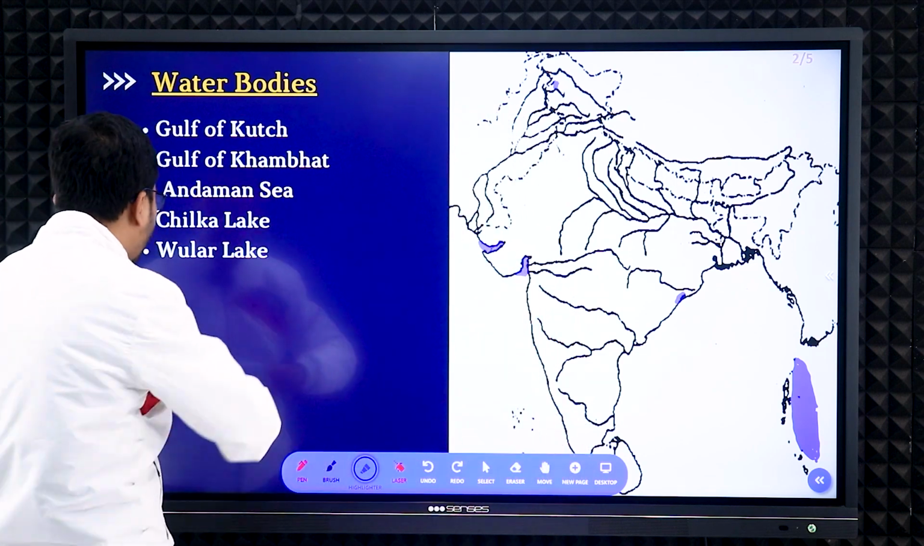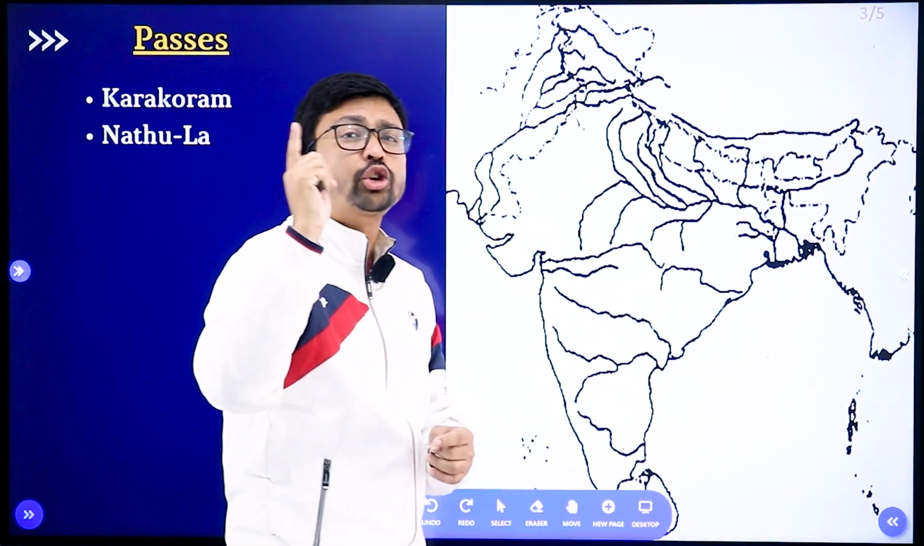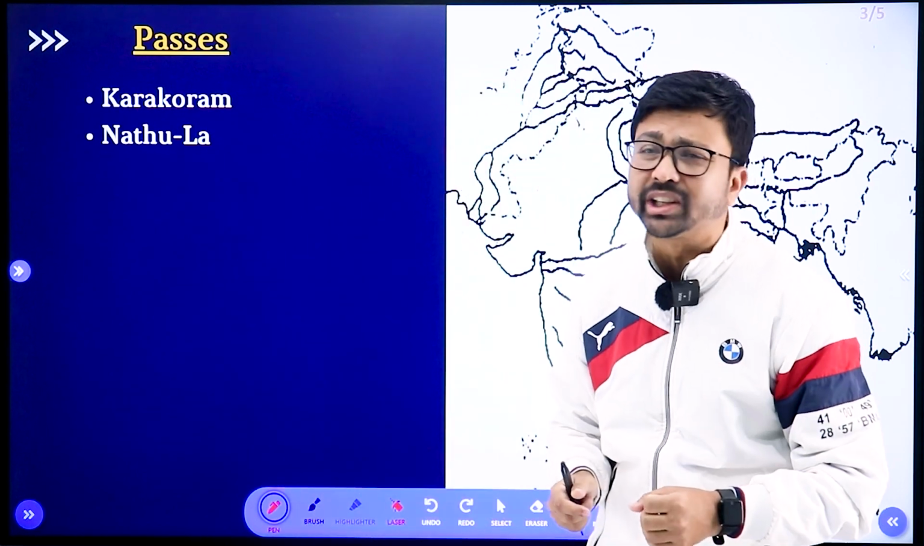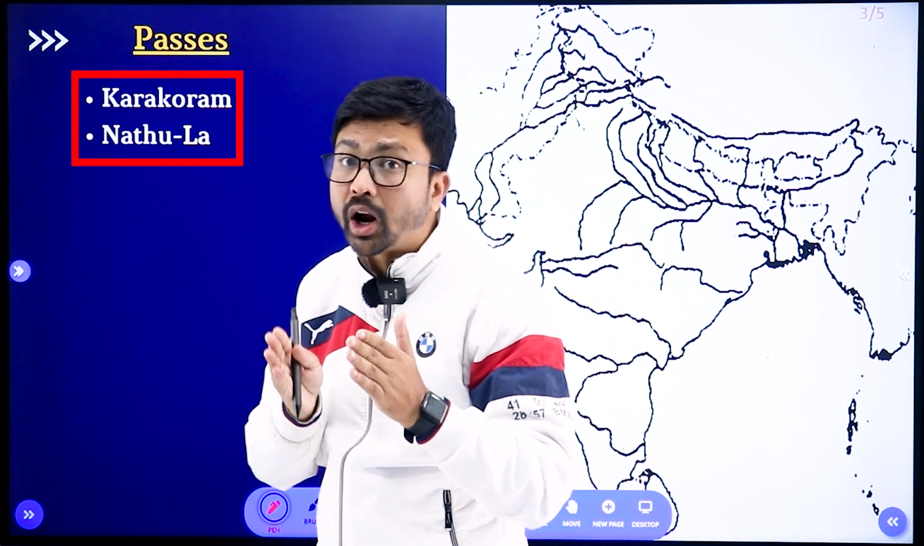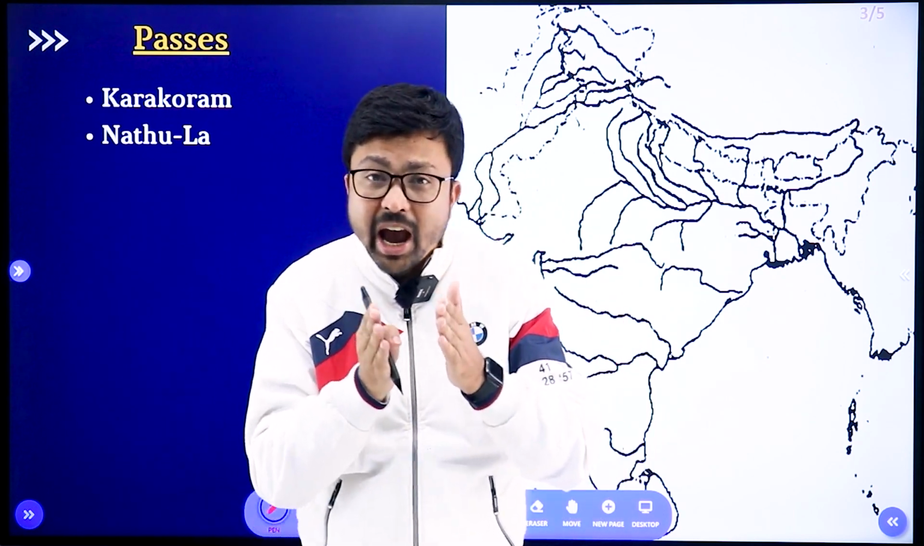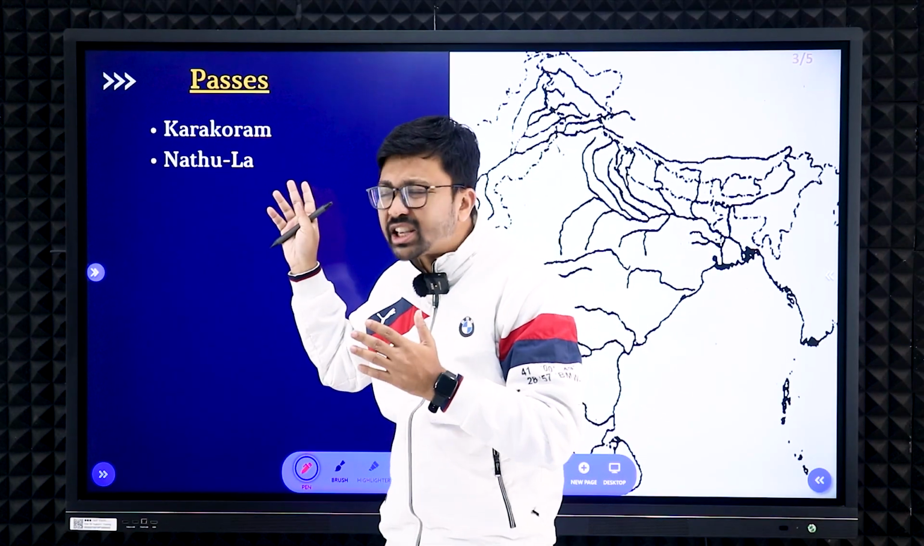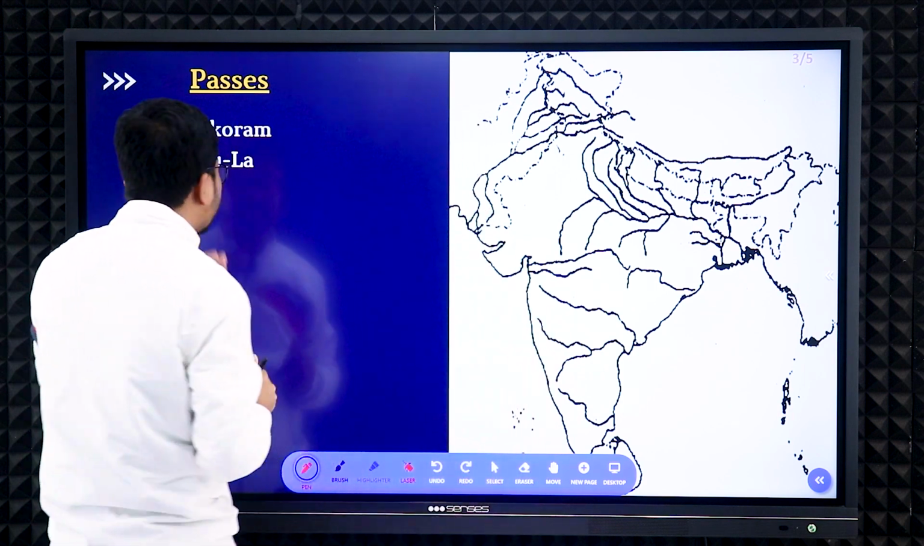So let's go for the next. You have to mark the 2 passes according to the 2023 syllabus. What are those? The Karakoram Pass and Nathula Pass. Pass means what? Pass means the gap, right? Gap in between the mountains. So 2 passes you need to mark. First one, the Karakoram Pass and Nathula Pass.